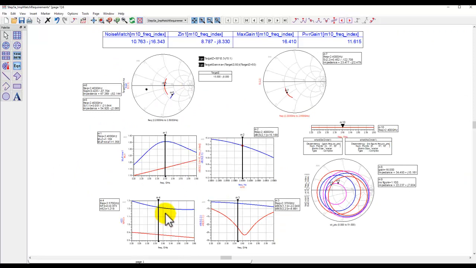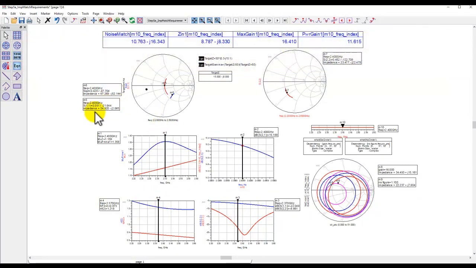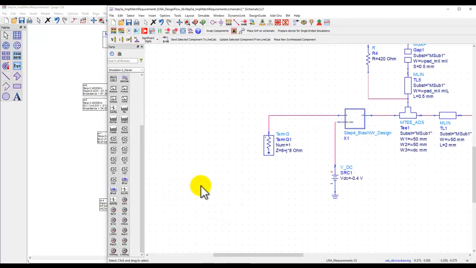Now somebody might be wondering, hey, you just said that having a good S11 and having a decent noise figure is not possible, but I just did a simple S11 based matching, and now my LNA seems to be performing perfectly. So where's the problem? Is it a theory problem or is there something else? No, there's no problem. Now let me just undo that.